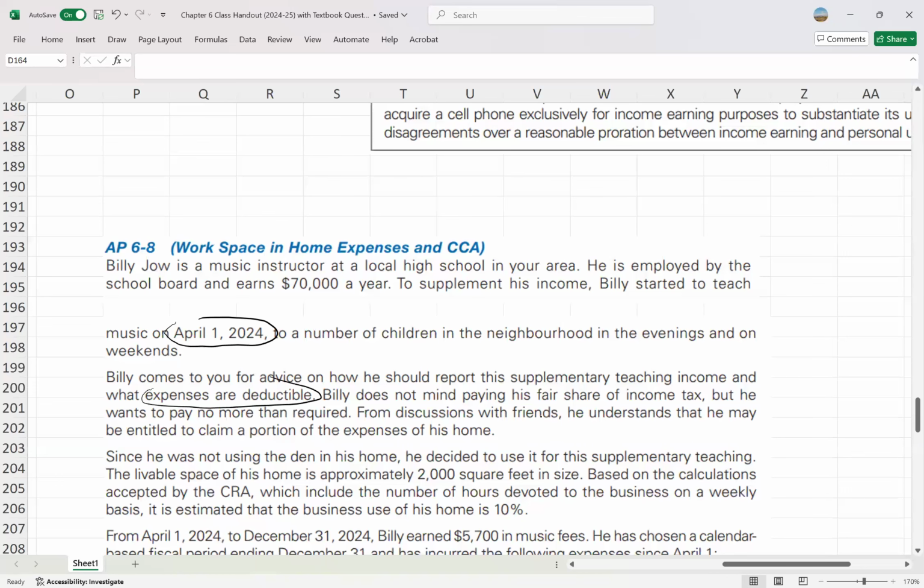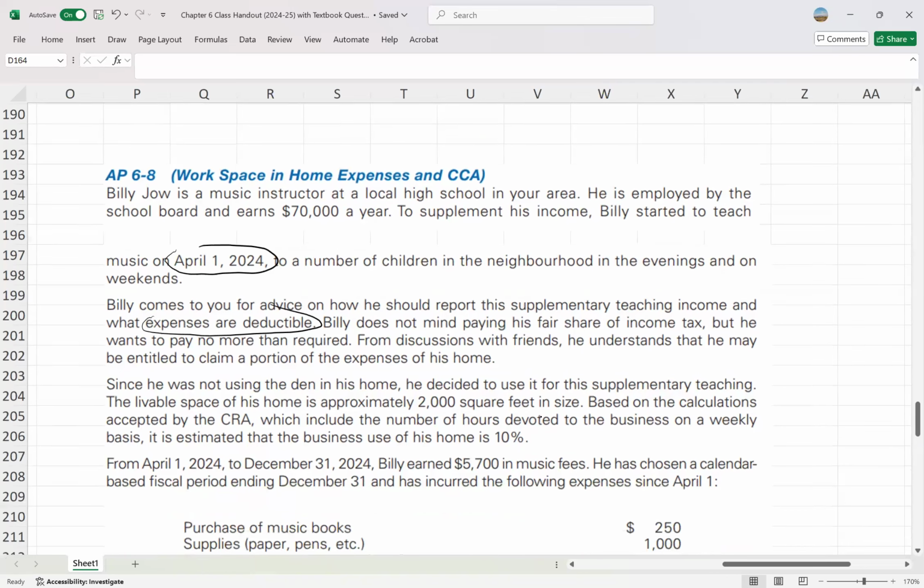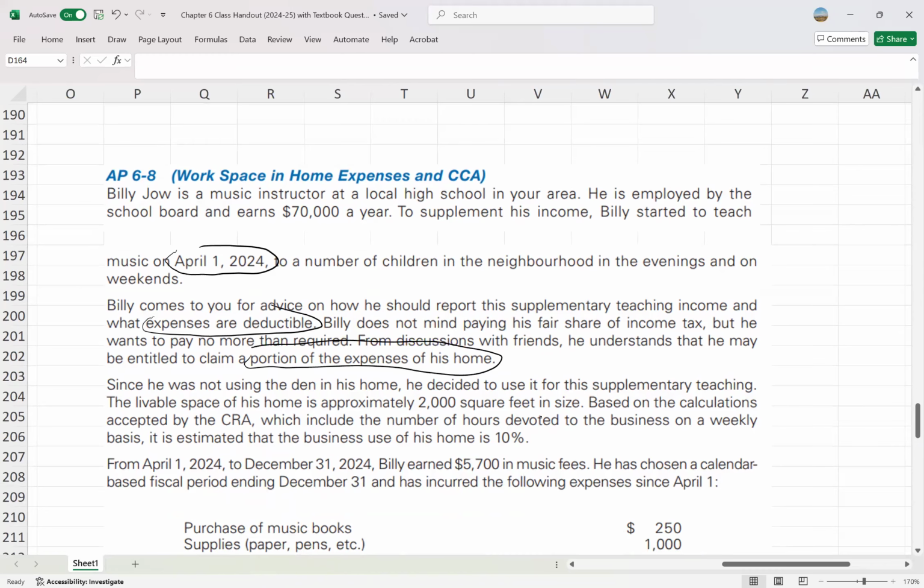And so he's also given us some more information about a portion of his home that he's using to operate his business. He's not using the den in his office. And so that's where he's going to be doing his music lessons. And the total square footage of the house is 2,000 square feet.